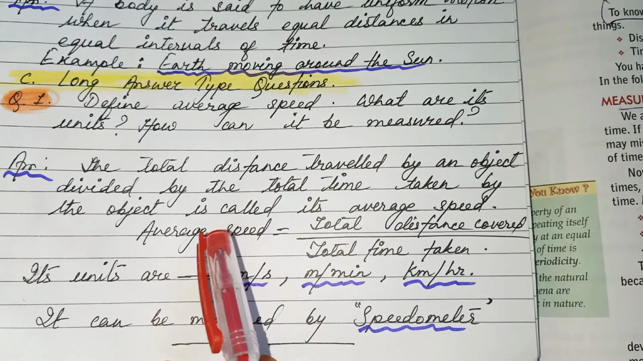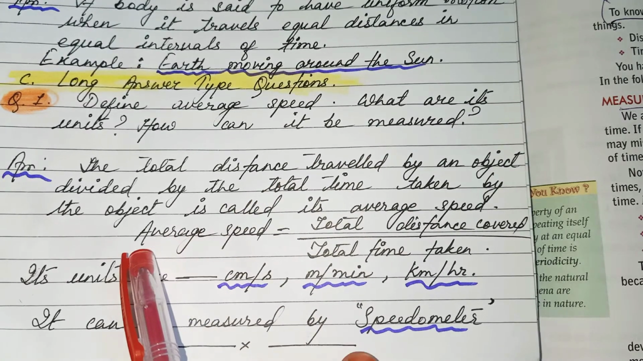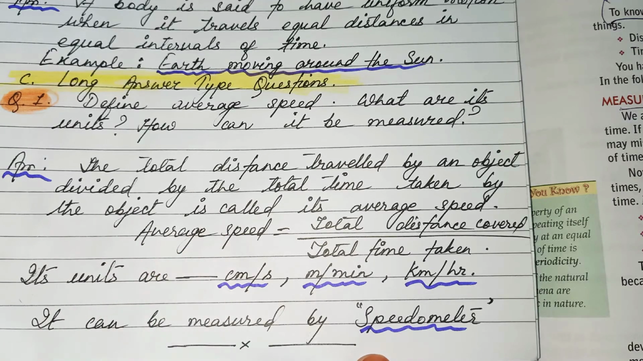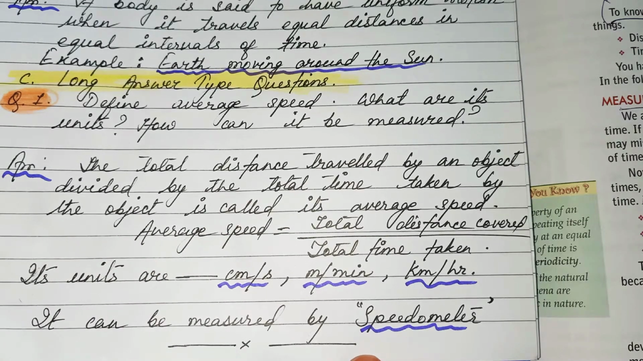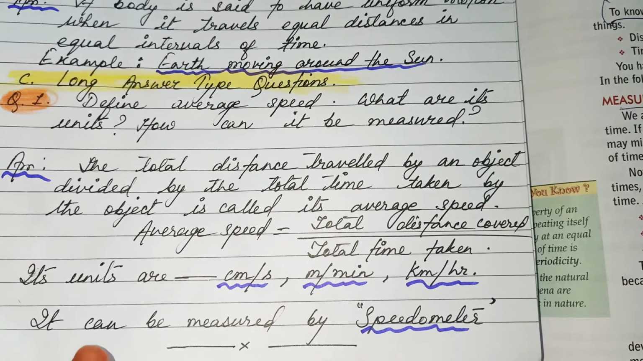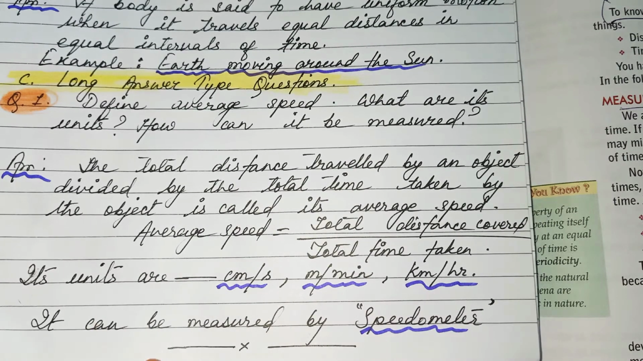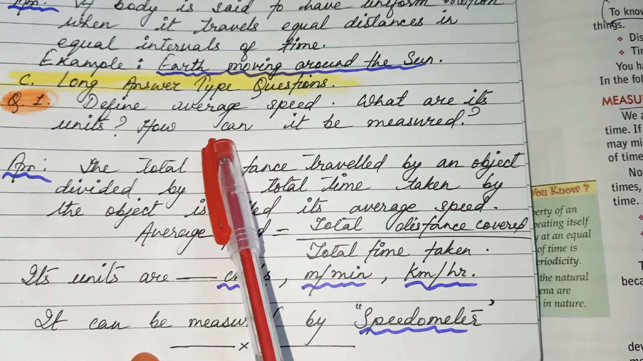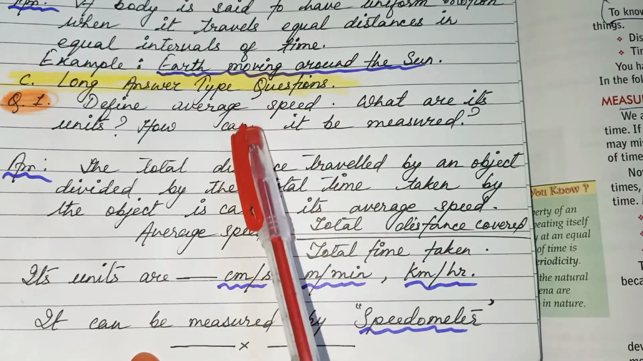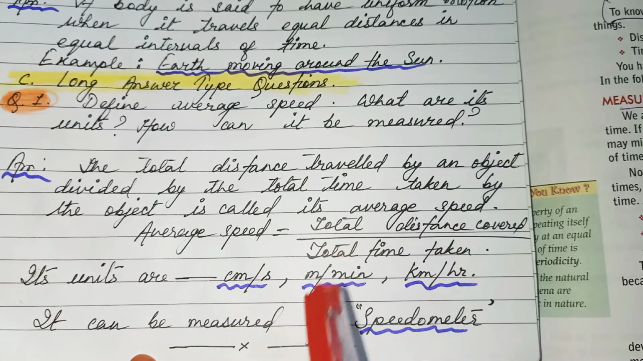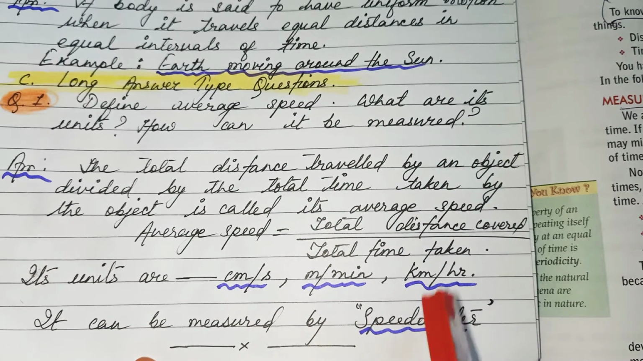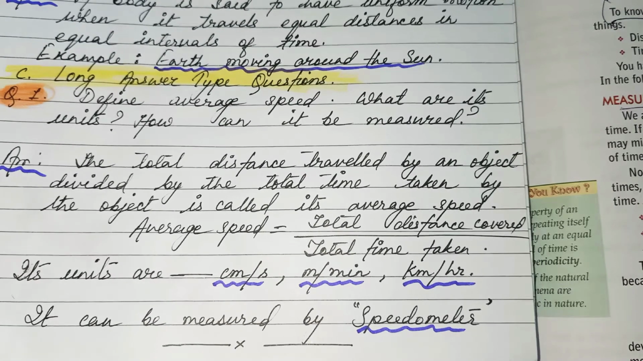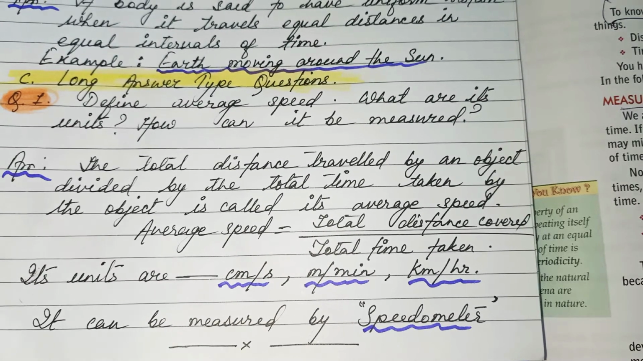For speed, we have studied two instruments, one is the odometer and one is the speedometer. The speedometer is for measuring the speed, and the odometer is used to measure the distance. So here they are asking how the average speed can be measured. Speed can be measured with the help of a speedometer. So these are the answers for worksheet number 2 for chapter number 3, motion and time.